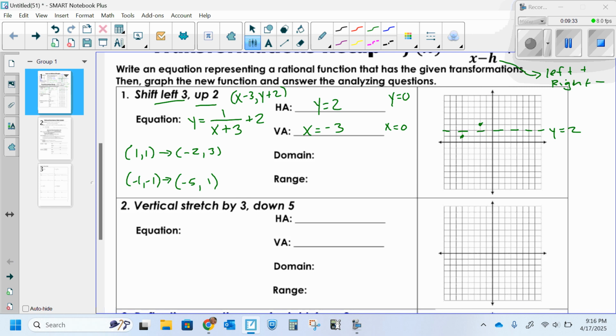1, 2, 3. I think I miscounted on that one, didn't I? Let me go back and fix that point. That's supposed to be negative 5, 1. Oh, I did. And this one's supposed to be negative 2. All right, something's not right. Hold on. I figured it out. I cannot subtract 3 from 1. That's a negative 2. Sorry, sometimes when you're just talking and gabbing away. Let me do this in blue.